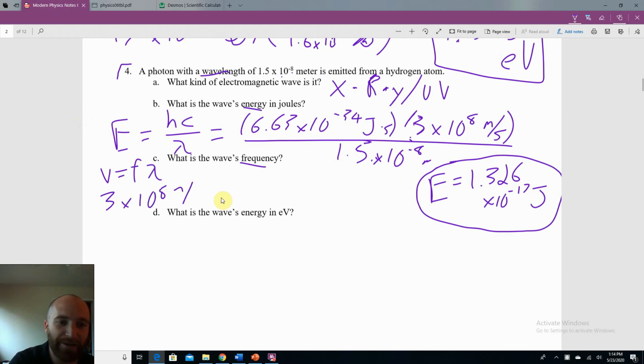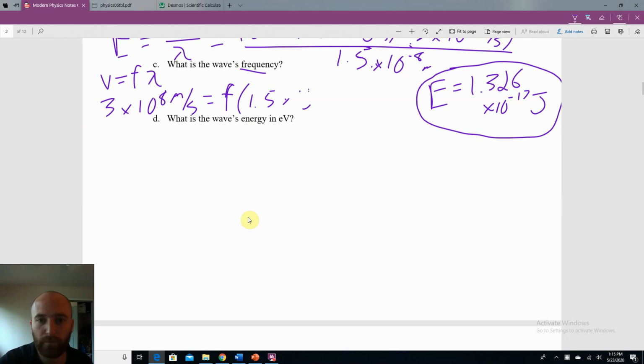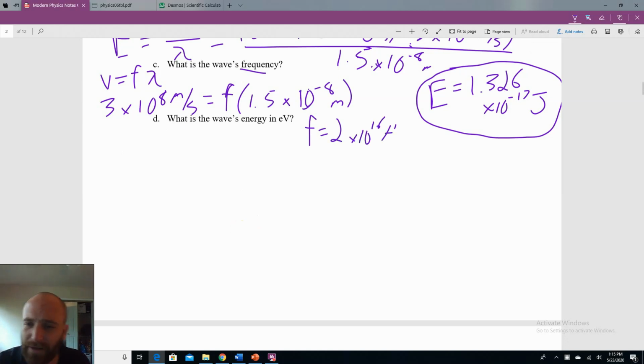Okay, 3 times 10 to the 8th meters per second equals, we're solving for frequency, and we know the wavelength from earlier. It's this 1.5 number up here. Cool. Divide the 1.5 across, and you get a frequency of, I got 2 times 10 to the 16. If you did it the other way, you may have rounded a little differently or whatever, but as long as you're in this neighborhood, you're good.